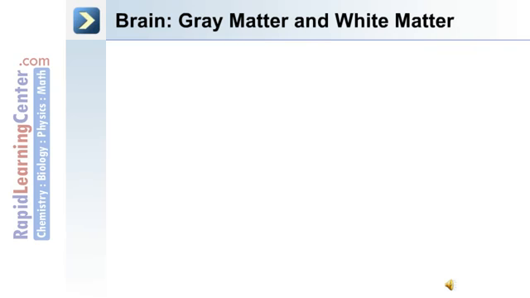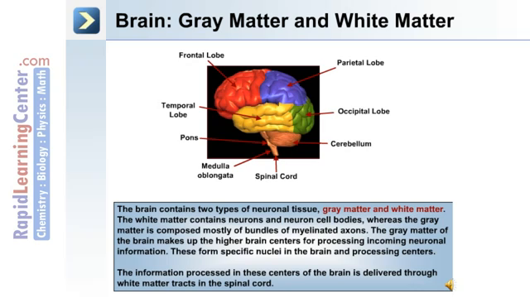The brain contains gray matter and white matter. The gray matter contains neurons and neuron cell bodies, whereas the white matter is composed mostly of bundles of myelinated axons. The gray matter of the brain makes up the higher brain centers for processing incoming neuronal information. These form specific nuclei in the brain and processing centers. The information processed in these centers is delivered through the white matter tracts in the spinal cord.